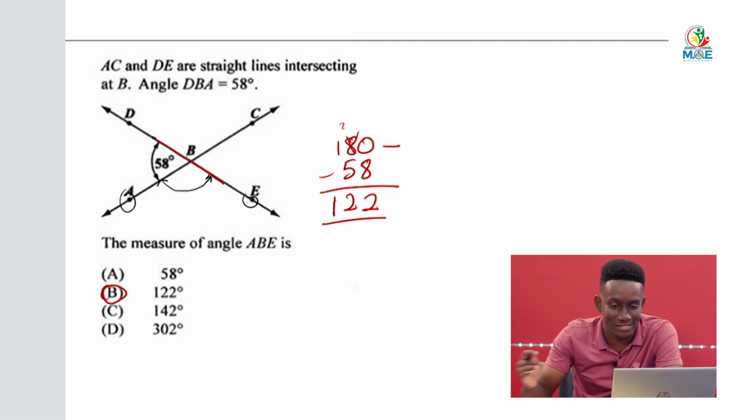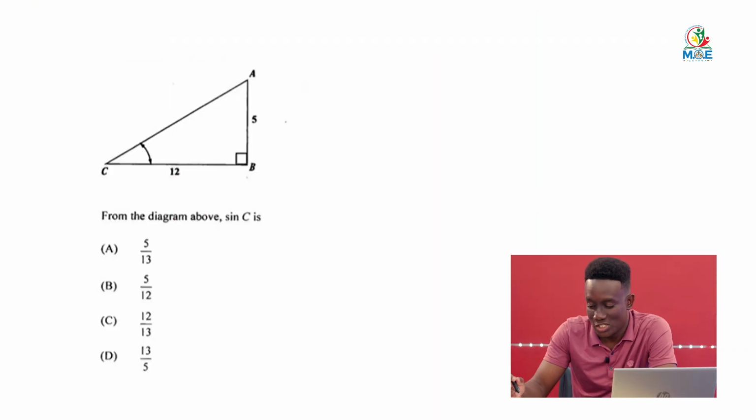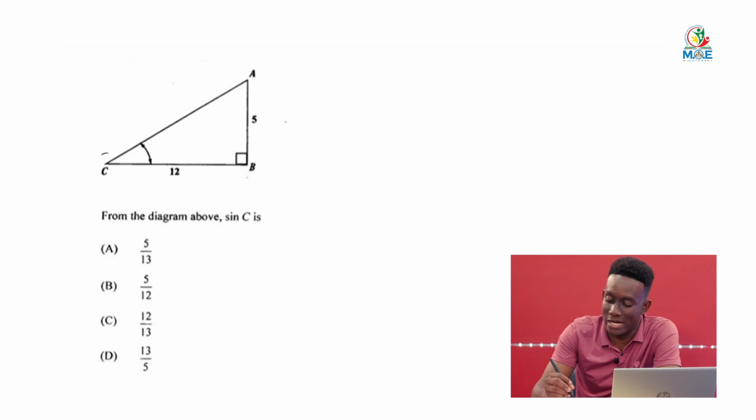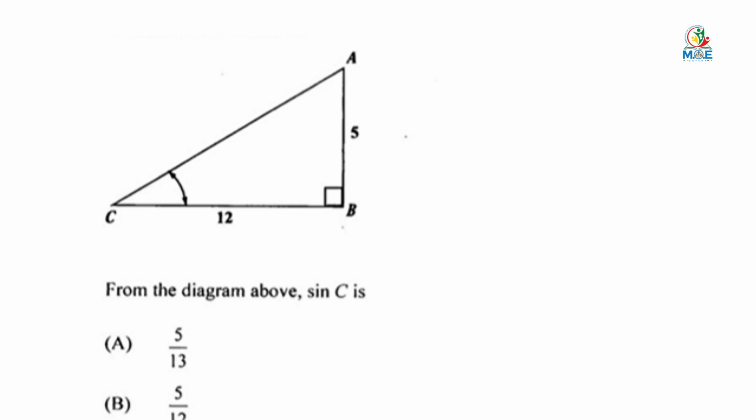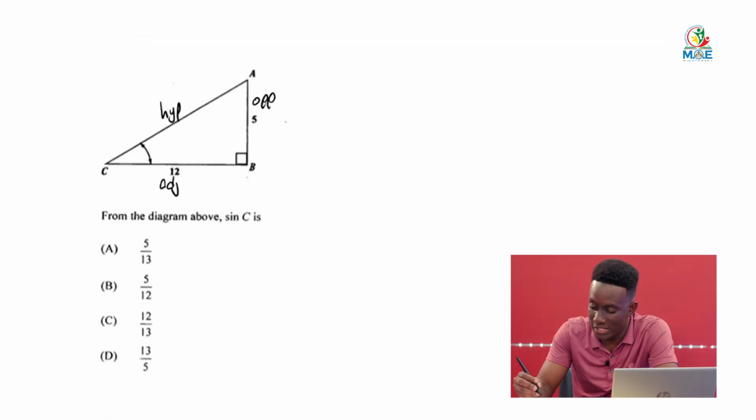As easy as that. Next question says, we have a triangle going on, a right angle triangle. So it says from diagram above, sine C is. So we're talking about sine C. That means we're talking about the angle C. So let's label this triangle here. So here would be the opposite since we're talking about C. Opposite the right angle would be the hypotenuse. So here would be the hypotenuse. And here would be the adjacent. So we can say sine C.